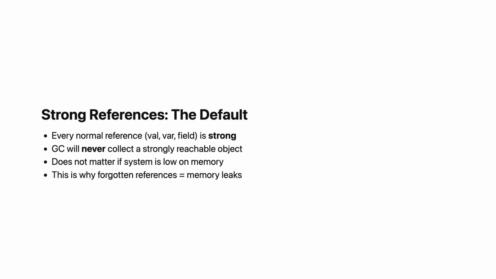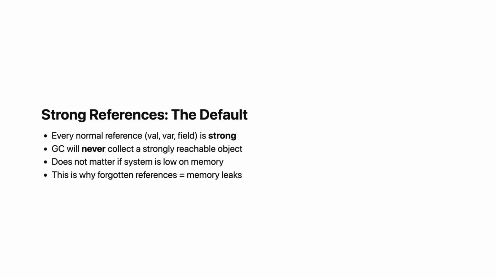This is why we have memory leaks. A forgotten strong reference keeps an object alive indefinitely. Strong references are the bricks of the object graph. Everything we discussed about memory leaks and GC tracing in the previous videos was about strong references.